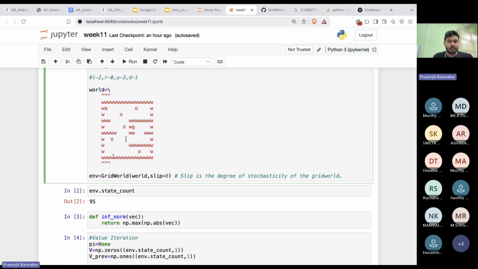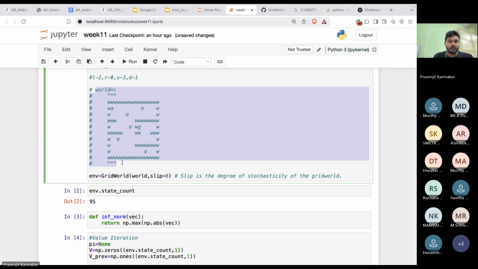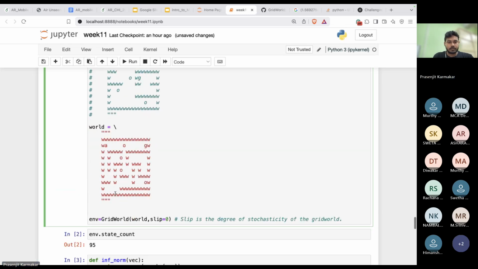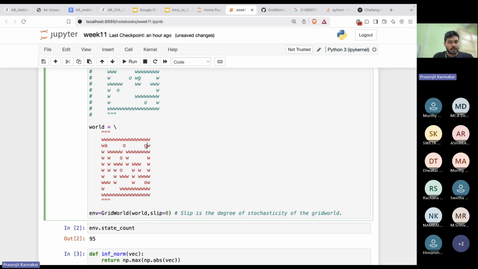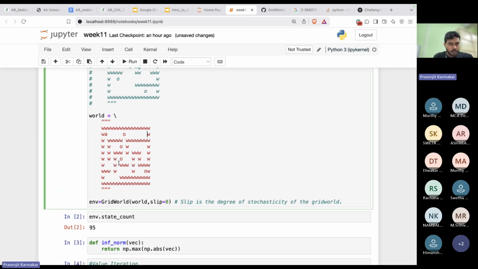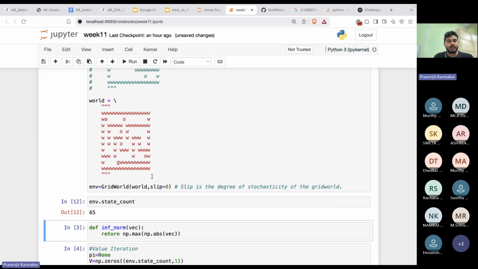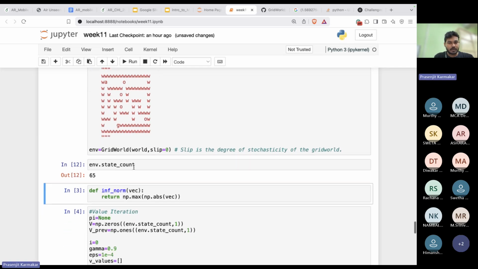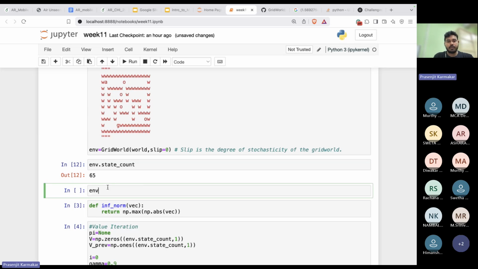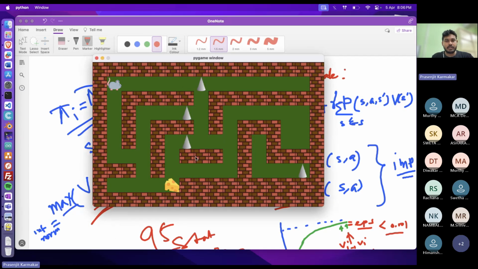So now, not this world. My world is this. Let's not keep the goal here. Let's keep it here. Let's see whether we can solve it by looking into it. It's a 65 state, so I think it is hard for ChatGPT to understand what we are doing. Env.play as human. And my state currently looks like this.